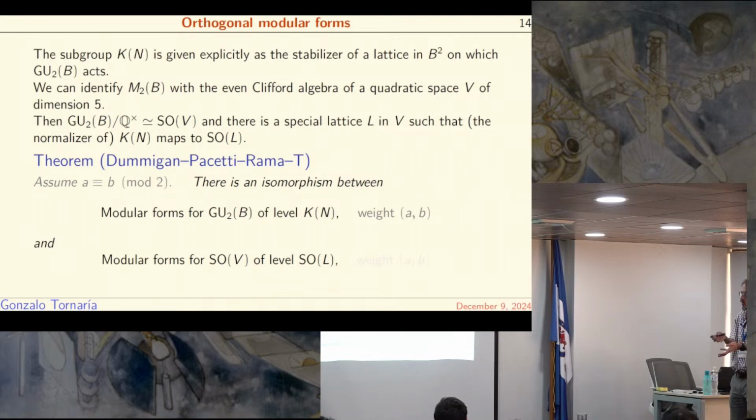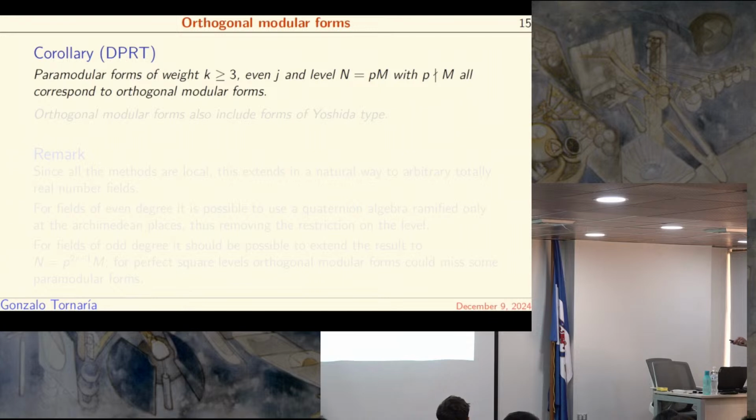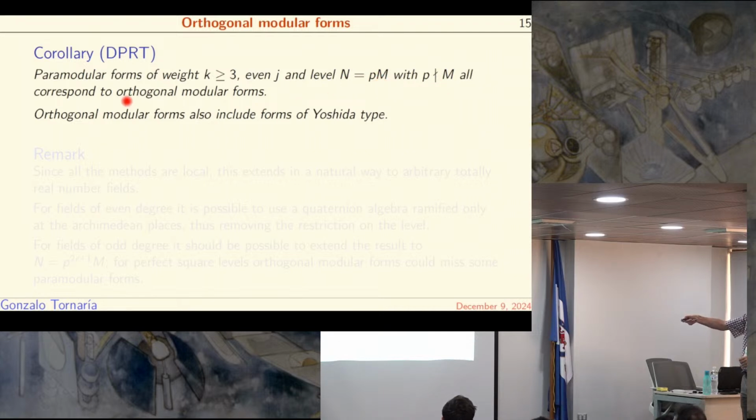I mean, we already jump from indefinite to definite, from split to non-split, which is where we lost some stuff in the correspondence. But here it is really an isomorphism. Okay. And this is the corollary: if you connect both things, the way I stated before, every paramodular form of weight k, even j, and this special type of level corresponds to orthogonal modular forms. Meaning, if we compute tables of orthogonal modular forms, we are sure we are going to get all the paramodular forms out of that. Okay?